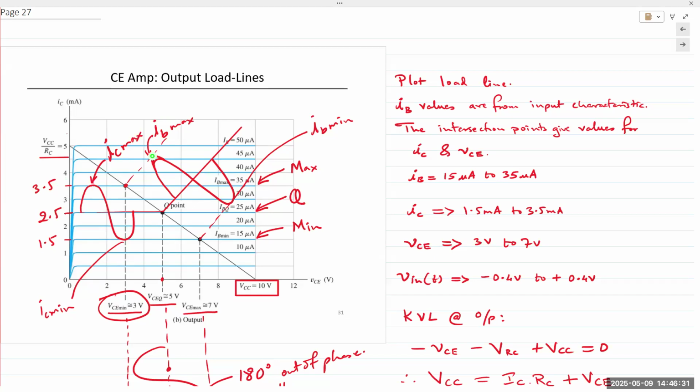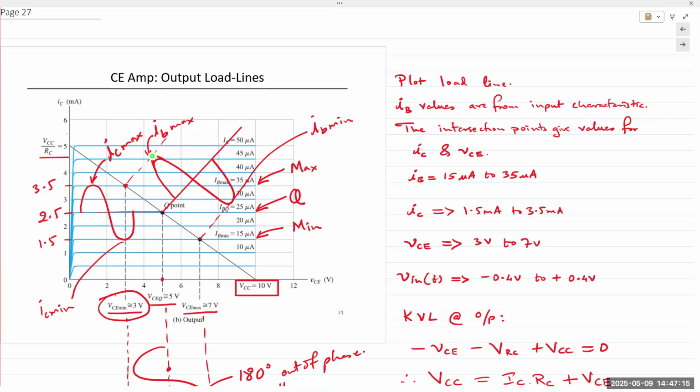But when IC is maximum, the corresponding VCE value is at a minimum, 3 volts. When IB is at the Q point, IC is 2.5 milliamps. The corresponding VCE value is 5 volts. When IB is at a minimum, which is 15 microamps, your IC is also at a minimum, which is 1.5 milliamps. However, your VCE is at a maximum, 7 volts.